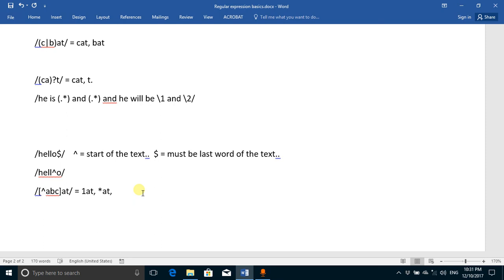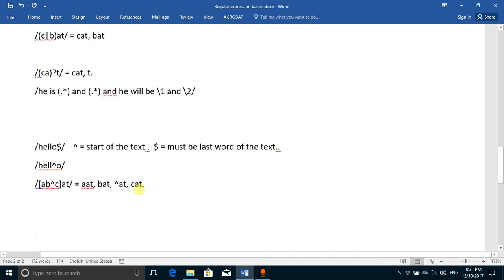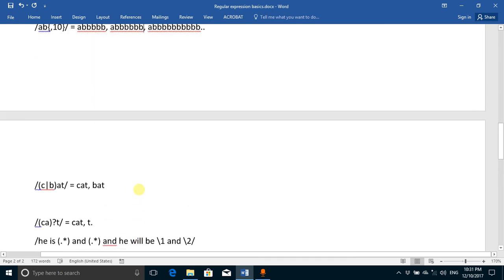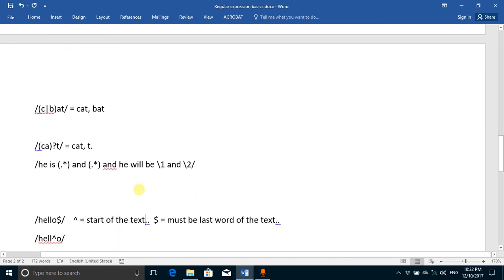But if I use this caret sign in between, like here or any other places, now it will mean just a character. It will not have any other meaning. So now the legal words are AT is a legal word, BAT is a legal word, caret AT is a legal word, and similarly CAT is a legal word. So these are some basic introduction of regular expressions.